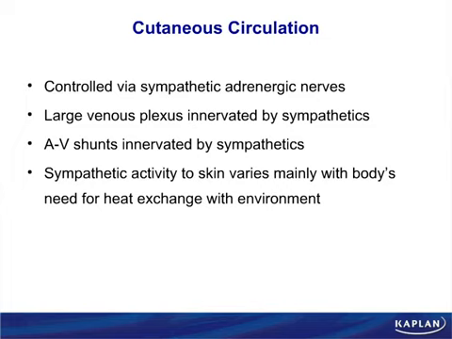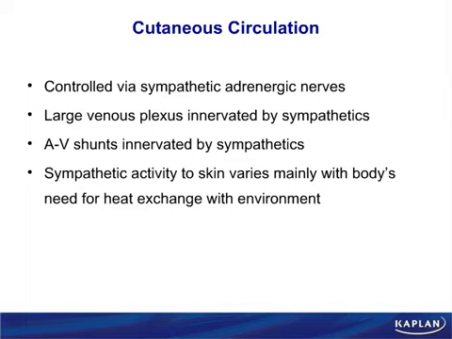For the cutaneous circulation, this one's going to be primarily controlled by sympathetic adrenergic nerves. Again, adrenergic means releasing norepinephrine to cause alpha-mediated vasoconstriction. You have a lot of venous aspects related to the cutaneous circulation, so it can be a big volume storage. We have these large venous plexi. These are innervated by sympathetics. Again, alpha-mediated vasoconstriction. We have AV shunts, arterial venous anastomoses, that are innervated by sympathetics.